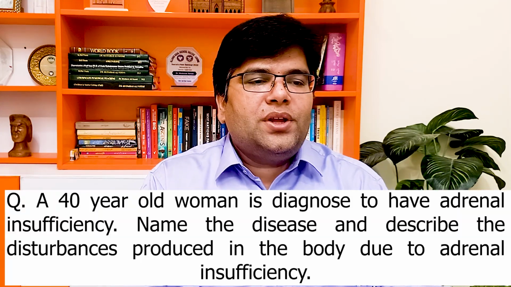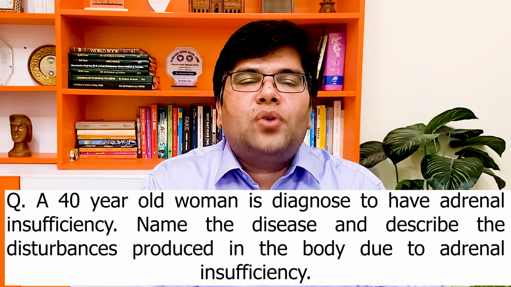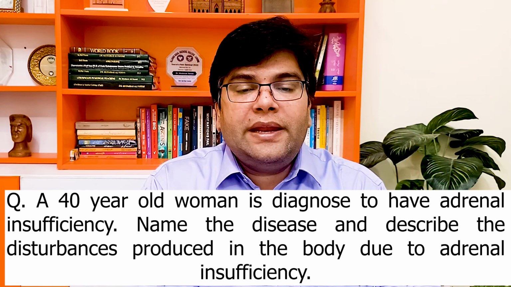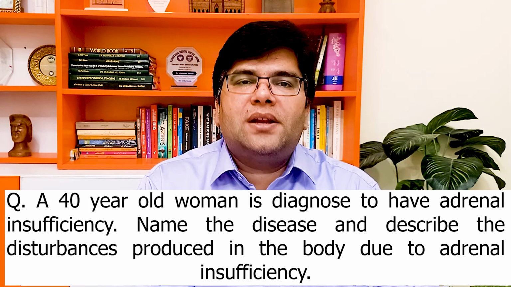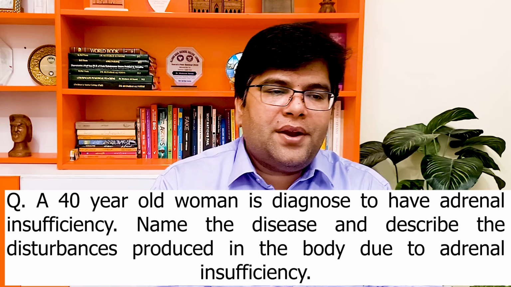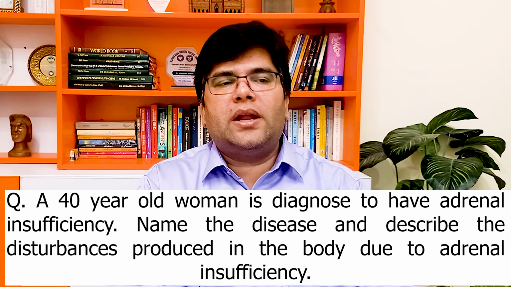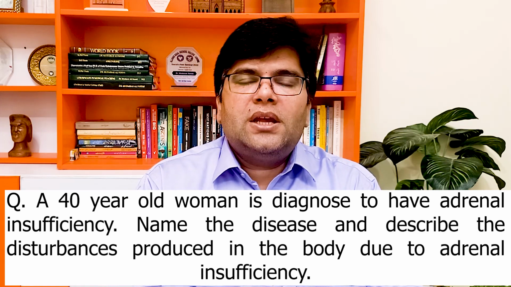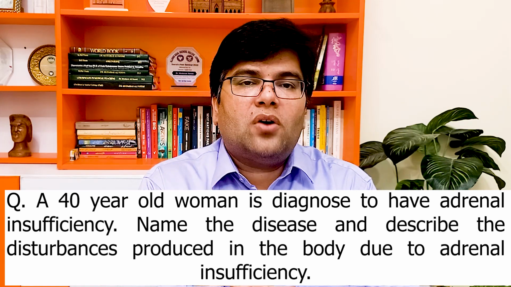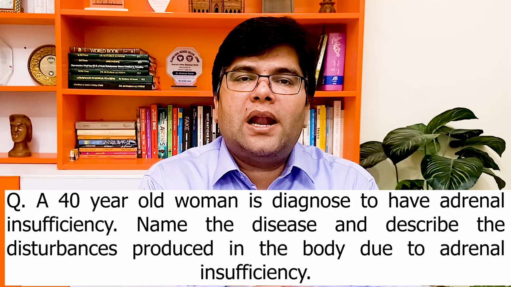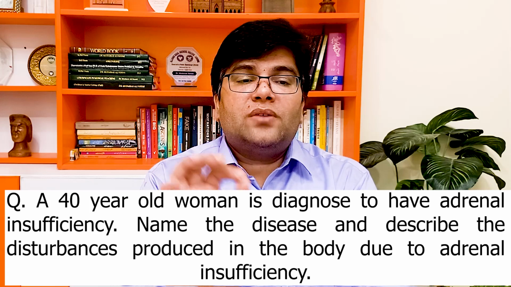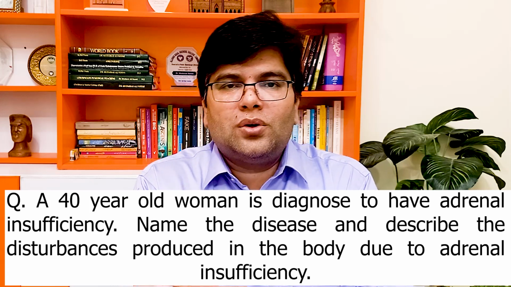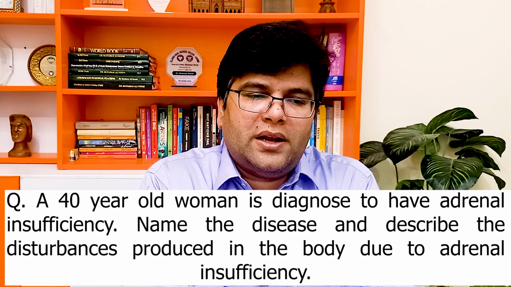Next question is, a 40-year-old woman is diagnosed to have adrenal insufficiency. Name the disease and describe the disturbances produced in the body due to adrenal insufficiency. The primary adrenocortical insufficiency is also called Addison's disease. In this case, there is decrease in production of both cortisol as well as aldosterone. So mineralocorticoids and glucocorticoids both are deficient. So the features in the patient will be of both glucocorticoid deficiency and mineralocorticoid deficiency.